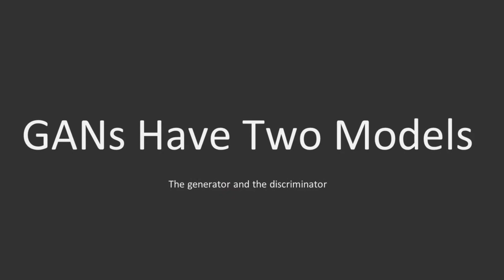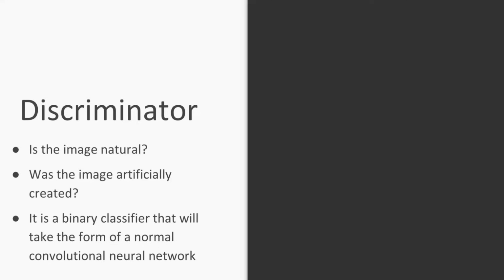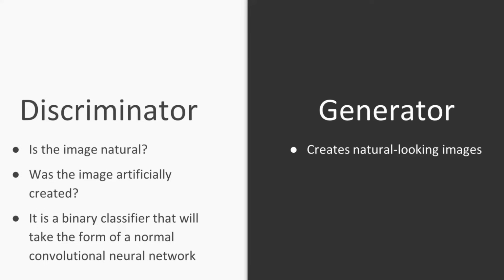The basic idea of GANs is that you have two models, a generative model, which is called the generator, and a discriminative model, or the discriminator. The discriminative model has a task of determining whether a given image looks natural, and by natural I mean an image from the dataset, or it looks like it has been artificially created, or a fake image. This is basically a binary classifier that will take the form of a normal convolutional neural network, or CNN. The task of the generator is to create natural-looking images that are similar to the original data distribution.